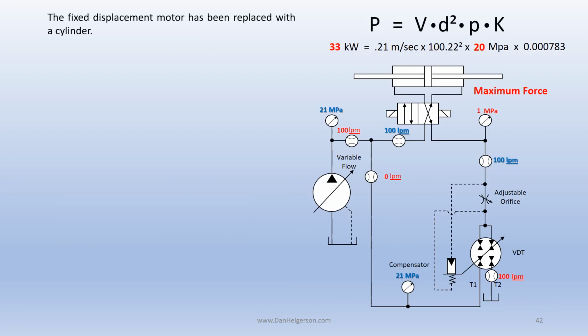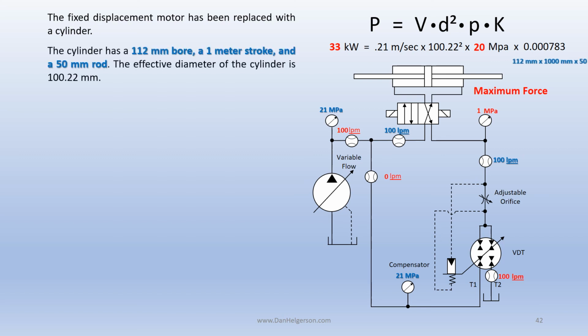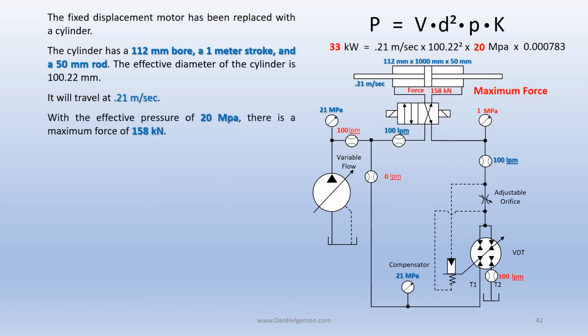The fixed displacement motor has been replaced with a cylinder. The cylinder has a 112 millimeter bore, a 1 meter stroke, and a 50 millimeter rod. The effective diameter of the cylinder is 100.22 millimeters. It will travel at 0.21 meters per second. With an effective pressure of 20 megapascal, there is a maximum force of 158 kilonewtons.